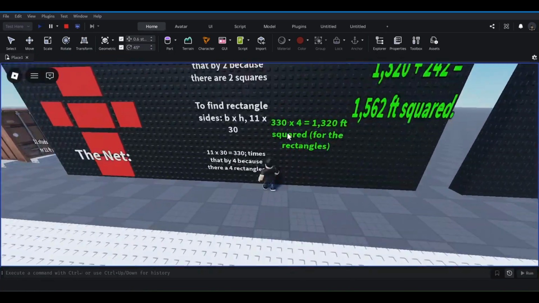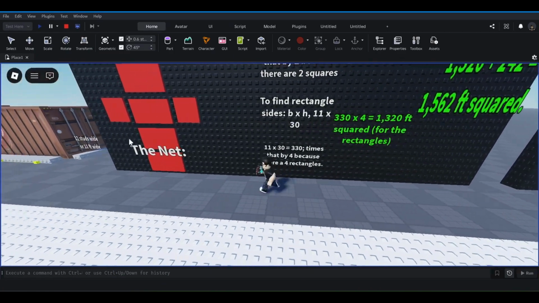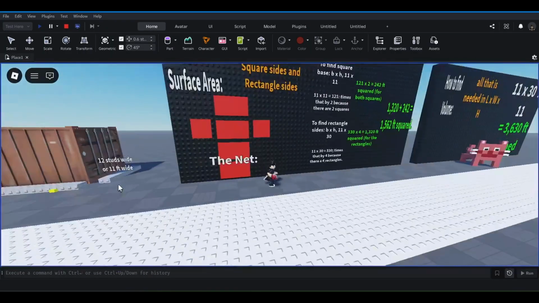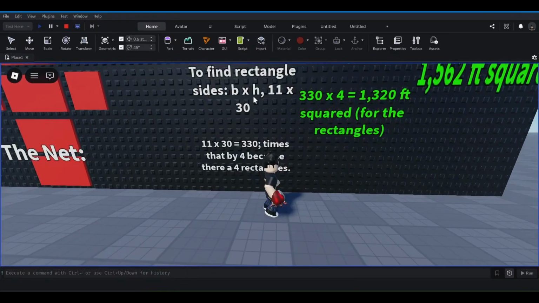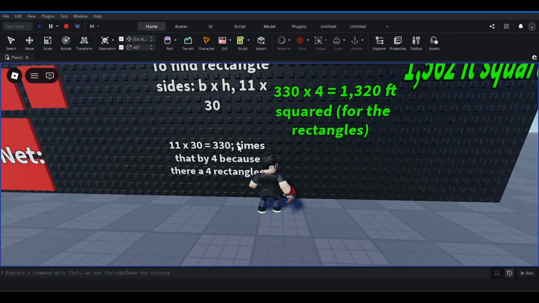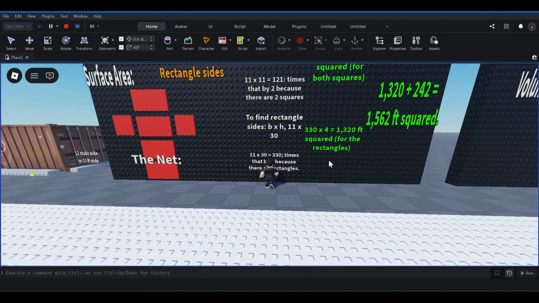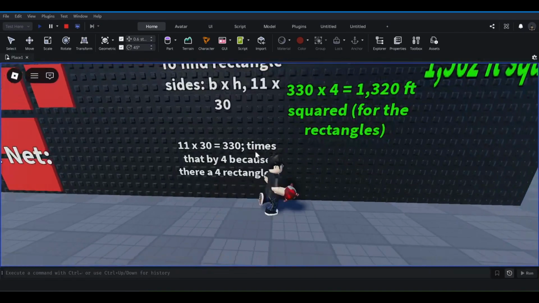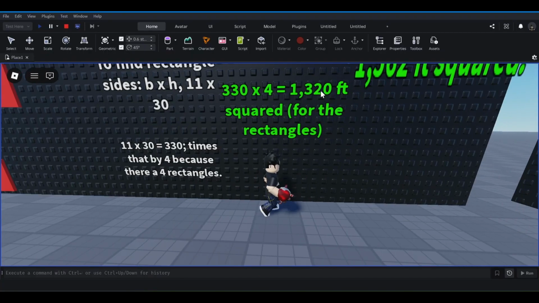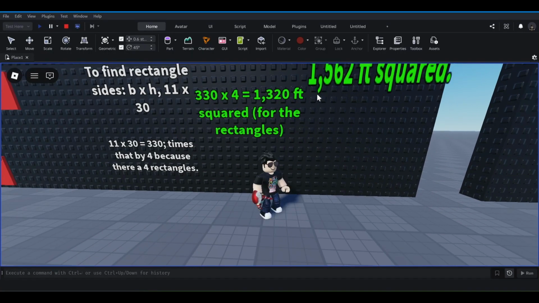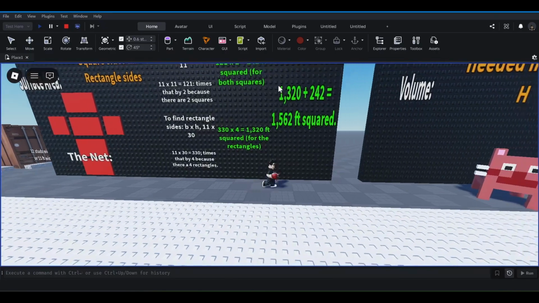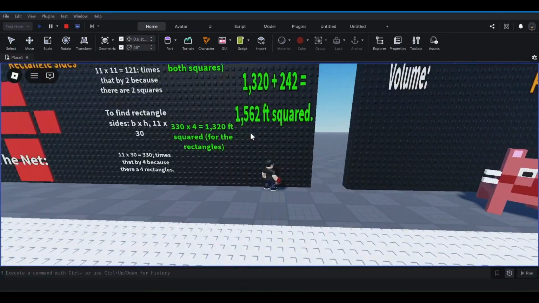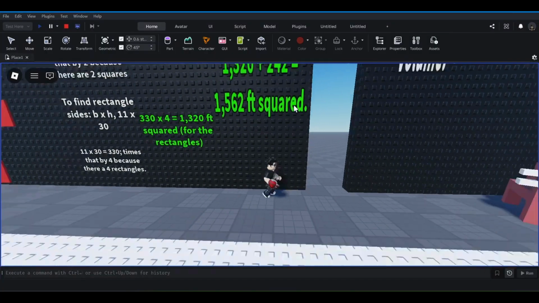Okay, to find the rectangle, it's base times height, which is 11 times 30. We got 11 for the height and 30 for the feet on the width. So 11 times 30 is 330. And we got to times that by 4, not before, because we got 4 rectangles. So 330 times 4 is 1,320 feet squared for the rectangles. So if we add those numbers together to get our total surface area, we get 1,562 feet squared.